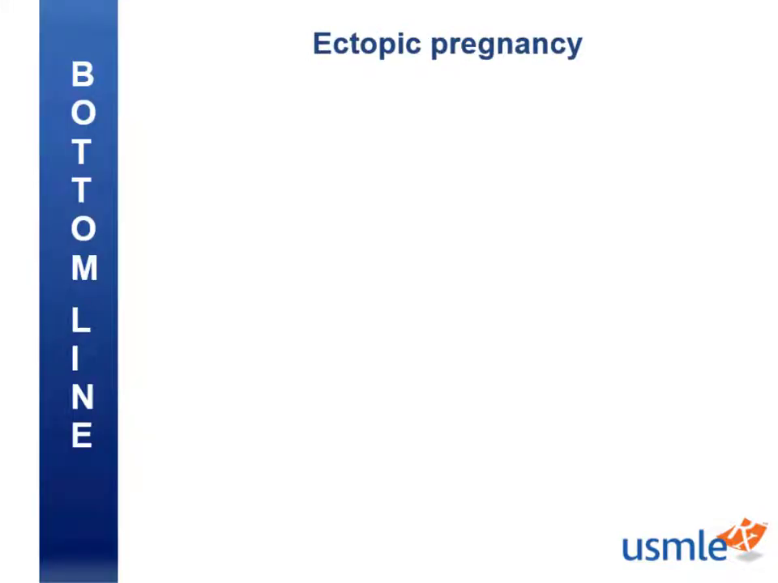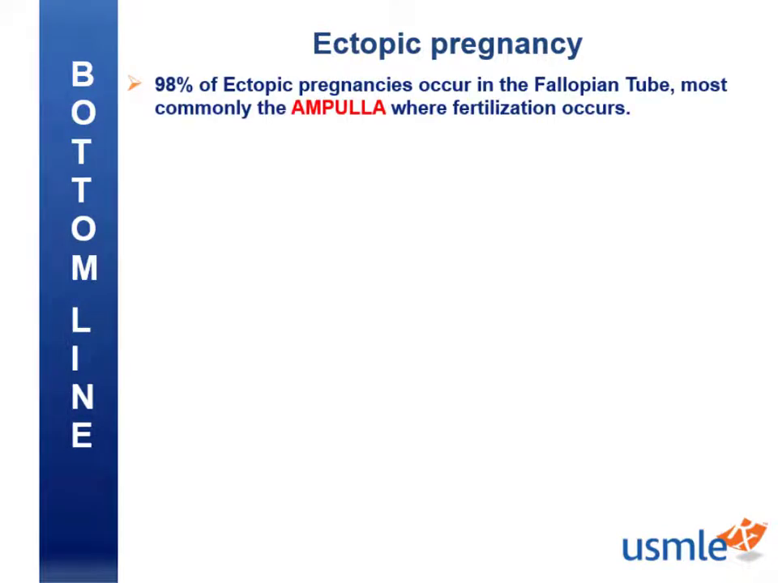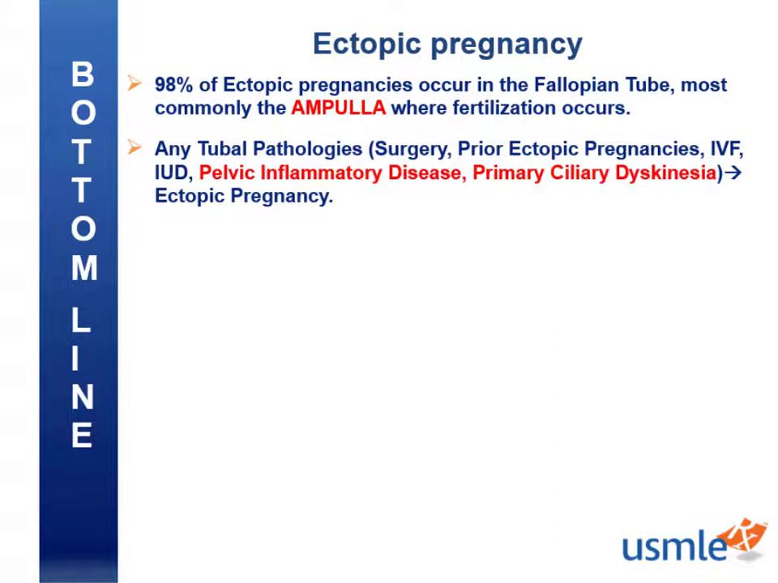Thank you for sticking with me throughout this lecture. Here are a few key takeaways I want to make sure you know for test day. Know that 98% of ectopic pregnancies occur in the fallopian tube. Where? In the ampulla of the fallopian tube, where fertilization occurs. Did I mention the ampulla? Any pathology affecting the fallopian tubes increases the risk of an ectopic pregnancy and include conditions such as surgery, prior ectopic pregnancies, in vitro fertilization, an intrauterine device, pelvic inflammatory disease, and primary ciliary dyskinesia.